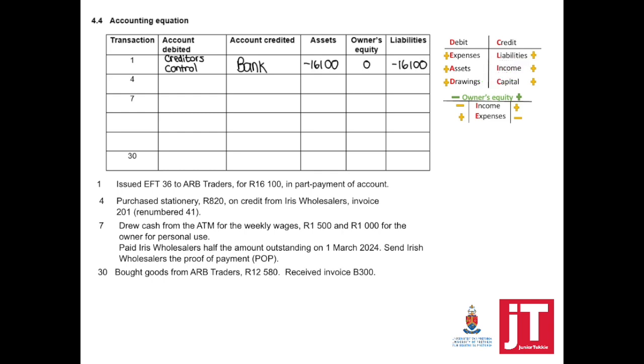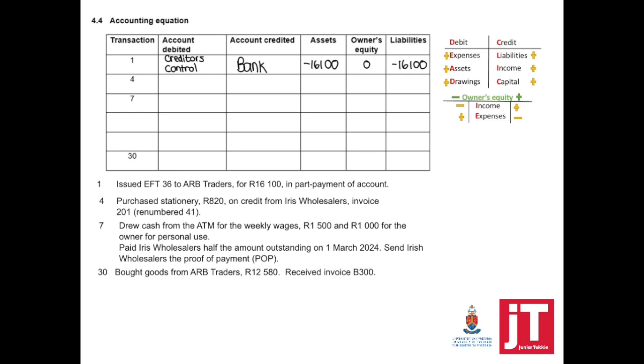That's why assets minus, because money went out of our bank account, our assets is going to decrease on the credit side. My liabilities, because a payment was made, our liabilities is going to decrease on the debit side. So this is just a tool which you can use to help you if you're not sure. Should I plus or should I minus?